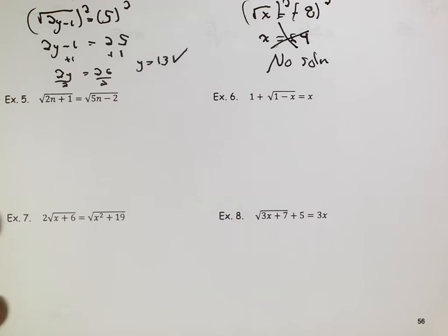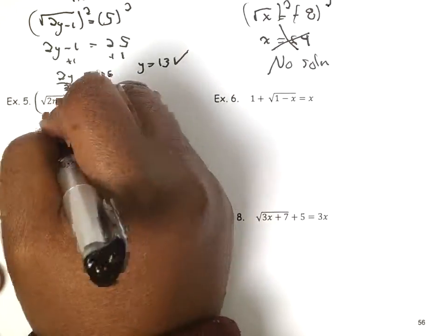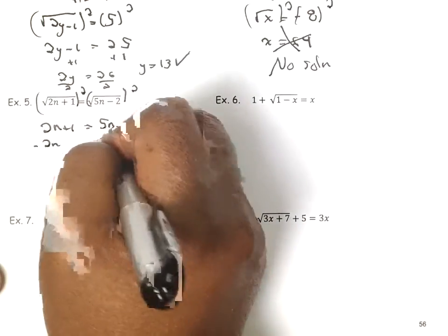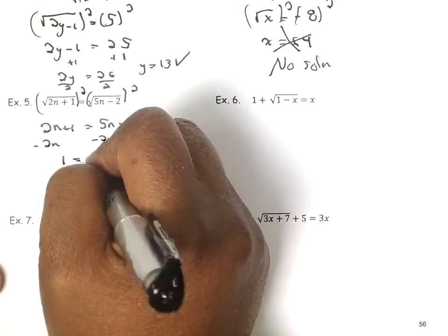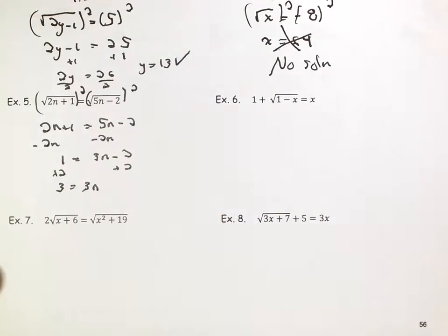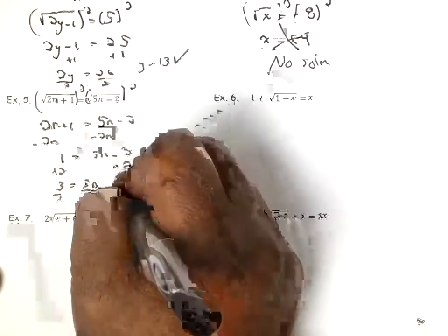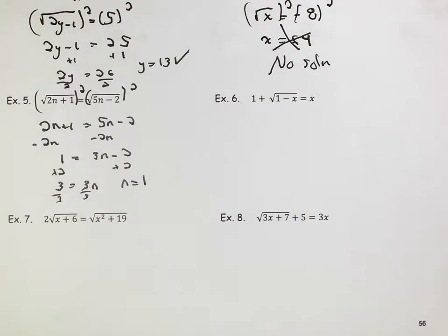Alright, number 5, there's radicals on both sides, so I can't just get a radical by itself. So I can go straight and just square both sides. And I get 2n plus 1 equals 5n minus 2. And solve that for n. So I'm going to subtract 2n from both sides, and then I'm going to add 2 to both sides. And I get 3 is equal to 3n, divide by 3, and we get n is equal to 1.